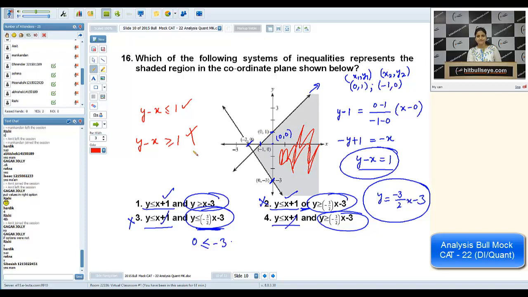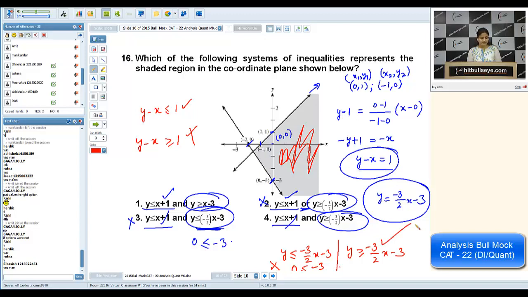I'll take y minus x less than or equal to 1. Similarly, I can take one more point 0, 0 for the other equation. Either I will have this or I will have this. Again, I'll put it in the equation. Suppose I'm putting 0, 0 here. The first line will give you 0 less than or equal to -3, which is never so. That's why I'll go with this line. Is it okay, Gagan?